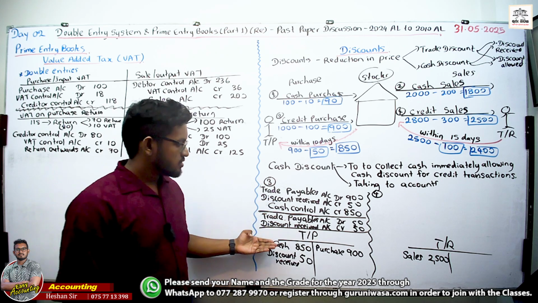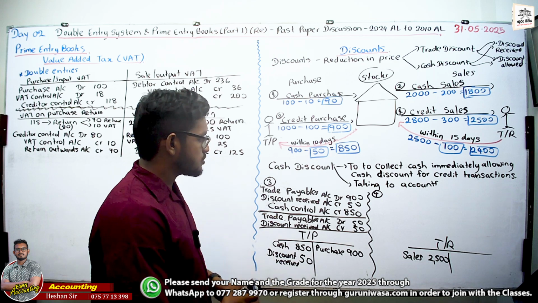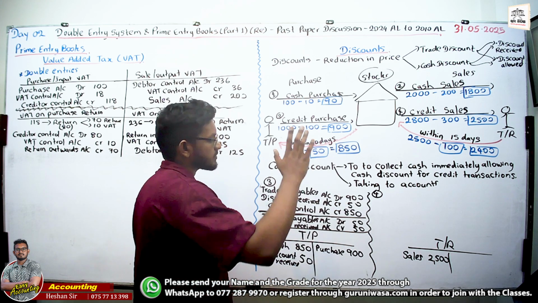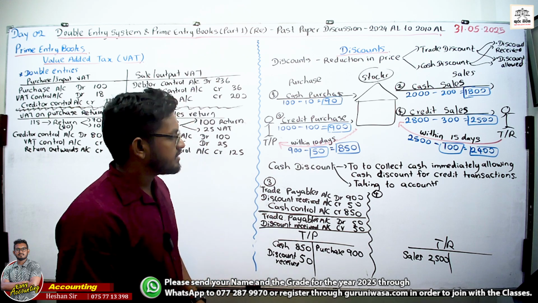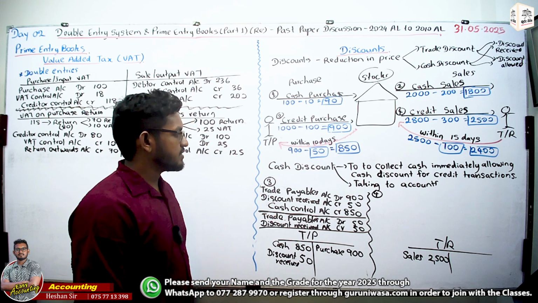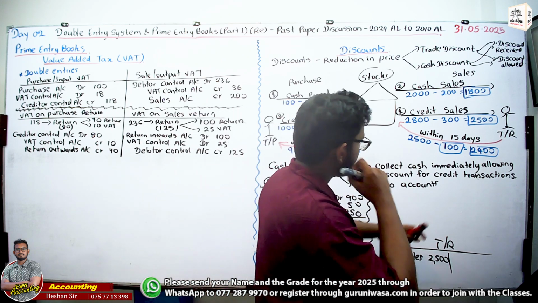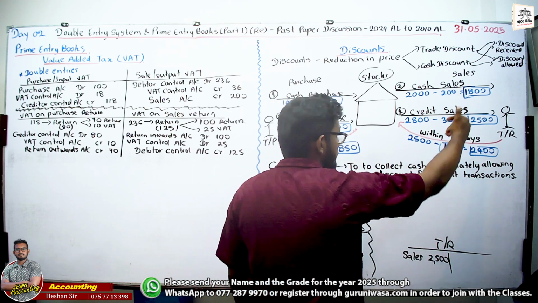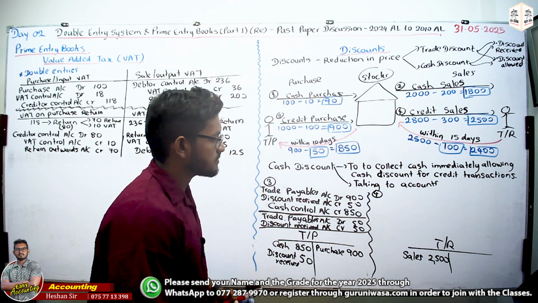So when it comes to cash, cash control account credit 850, trade payables account debit 900. Then here, I made a sale of 2,500 worth of goods, right?